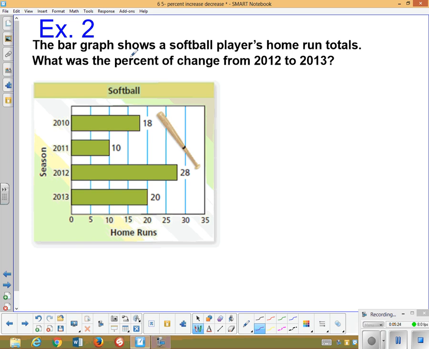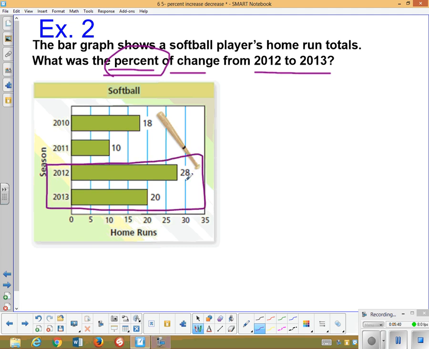So for this one, we're talking about a bar graph. It shows the softball players' home runs for the years 2010 all the way to 13. But we're only going to look at the percent of change, so percent of change from 2012 to 2013. So let's just focus on these two. And if you notice the change from 2012 to 2013, we actually went down in our home run total. So we didn't do too well. So what did we go down by? Well, I can easily tell you we went down by 8 home runs. But I don't want to know the points or how many. I want to know the percent.